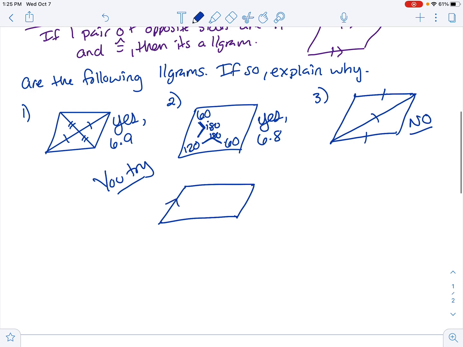So here's your quadrilateral, and here's the information I'm giving you. Go ahead and pause. Tell me if that's a parallelogram. If it is, why?